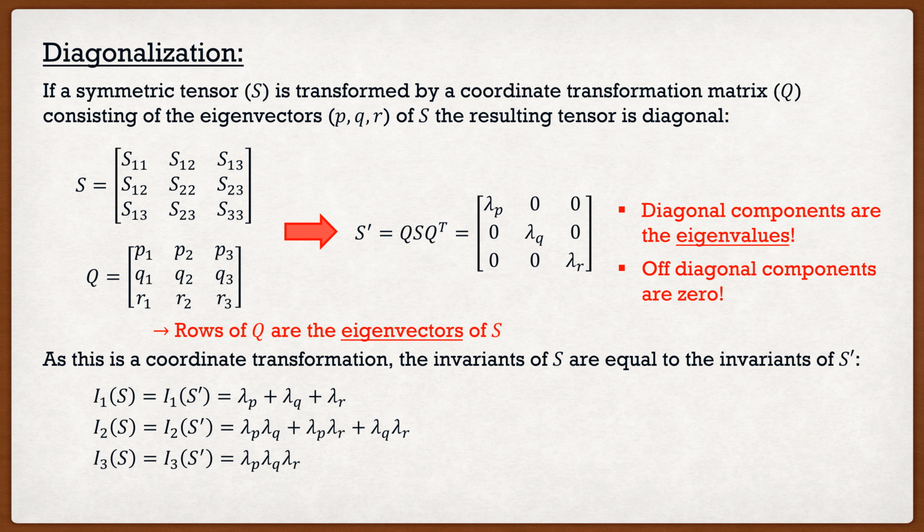Now, we talked about invariants. Invariants don't change after a coordinate transformation. Therefore, for this S prime, those invariants still apply. So the invariants of S are equal to the invariants of S prime, and in this case, we can make the invariants a function of the eigenvalues. The first invariant, the trace or the sum of the diagonal components, is just lambda p plus lambda q plus lambda r. Very simple to see. The second invariant of S becomes much simpler: lambda p times lambda q, plus lambda p times lambda r, plus lambda q times lambda r.